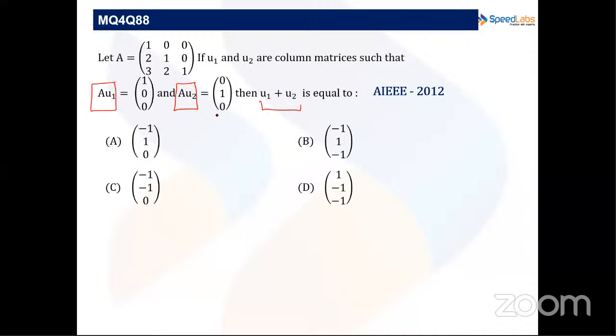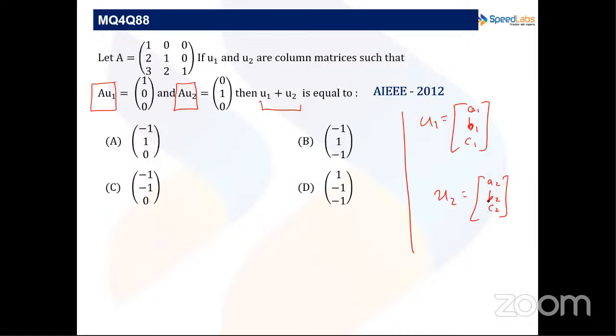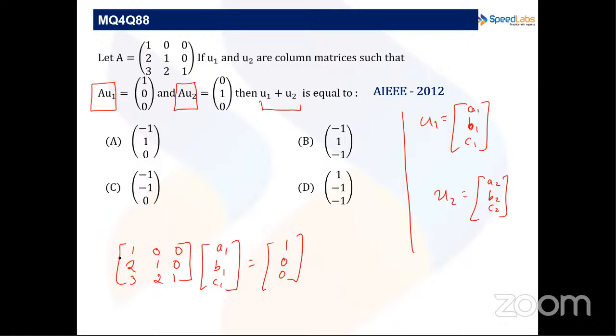So how we are going to do is, u1 and u2 are column matrices. Let's say matrix u1 is a1 b1 c1 and u2 is a2 b2 c2. Now A into u1 will be 1 0 0, 2 1 0, 3 2 1 times a1 b1 c1. It is given that its value is 1 0 0.